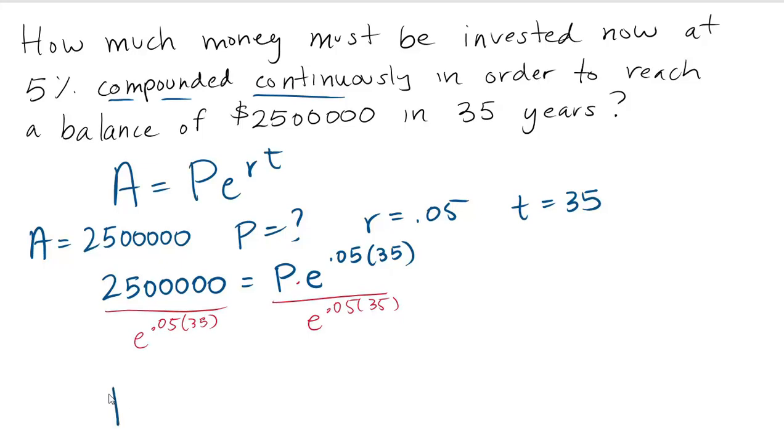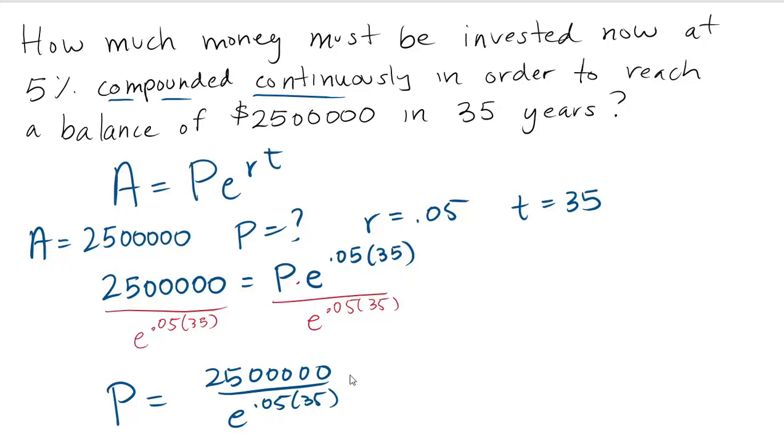So the exact value of P from this equation is 2,500,000 divided by e to the 0.05 times 35. But this is a practical problem, so we're going to give an estimate for the answer. If you went to your financial advisor and they said you have to invest 2,500,000 divided by e to the 0.05 times 35, you'd be like, what are you talking about, dork? Just tell me how much money.